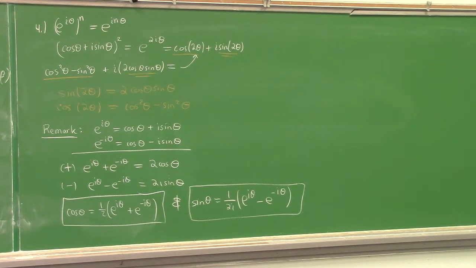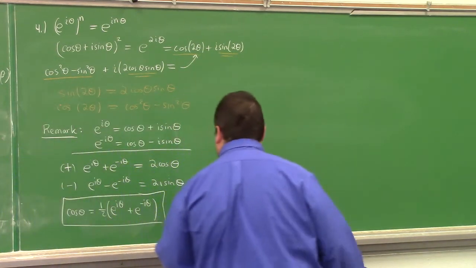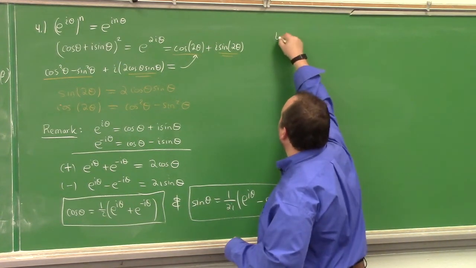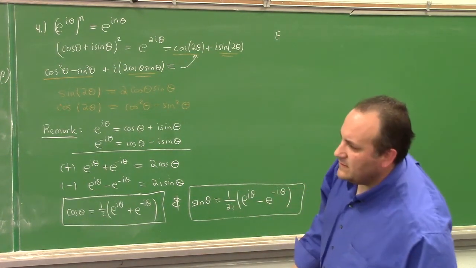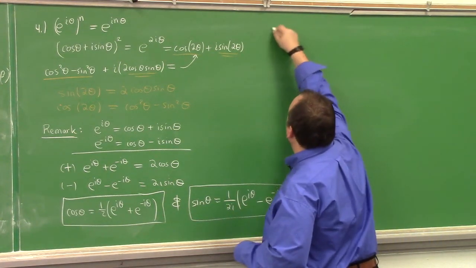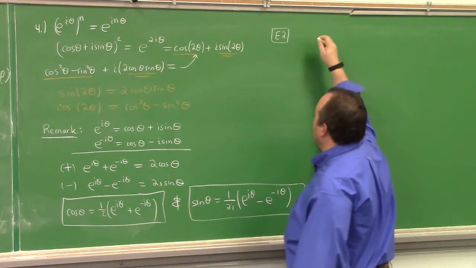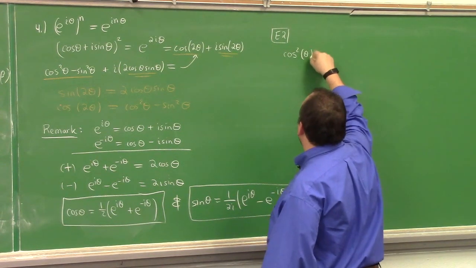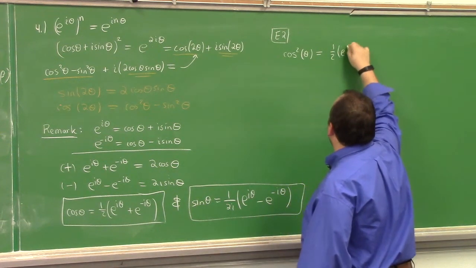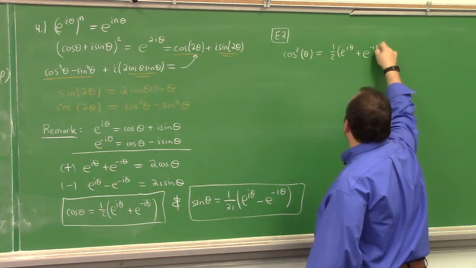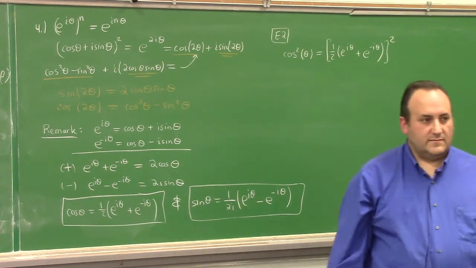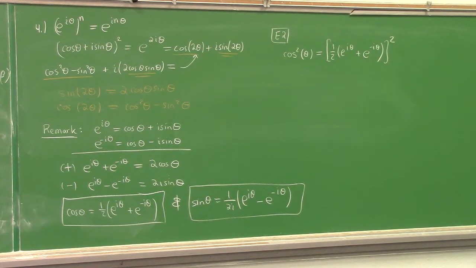I'll just do one example of it, and then I'll cease and desist from this line of jibber jabber. Example 2. If I wanted to figure out the identity for cosine squared of theta, right? I could take 1/2 times e to the i theta plus e to the minus i theta, and I just take that and I square it. And I use the properties of the imaginary exponential to simplify, you know?